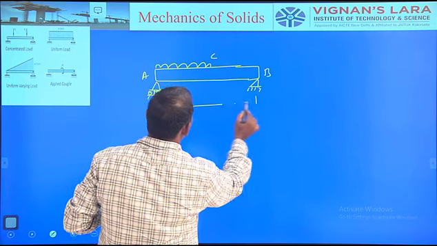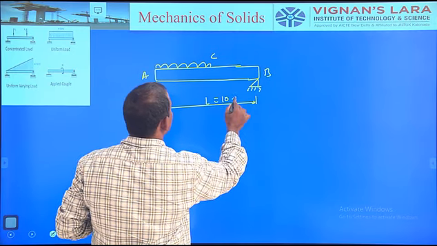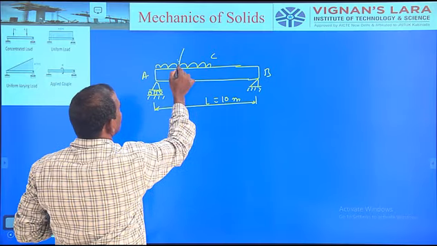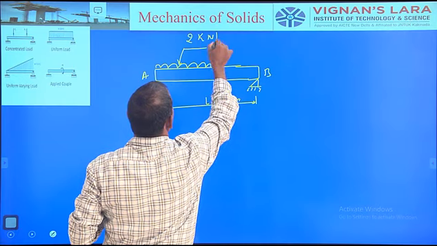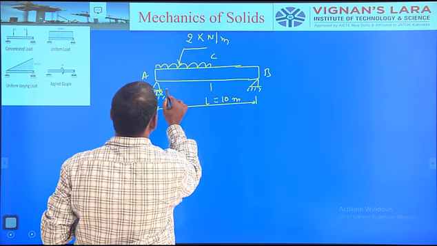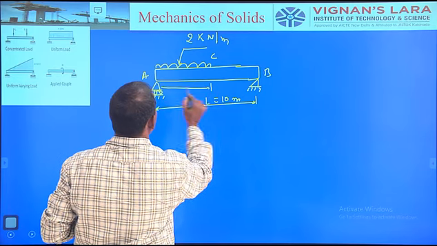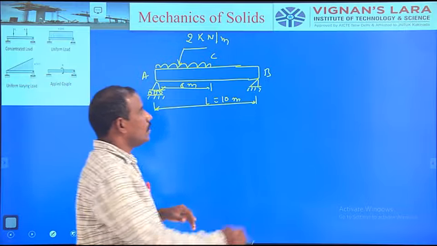The total length of the beam is here itself. Let us assume L is equal to 10 meters. The rate of load is again the same, which is equal to 2 kilonewtons per meter. Am I right? But it is distributed over a distance of only 5 meters. So what do we have to do?